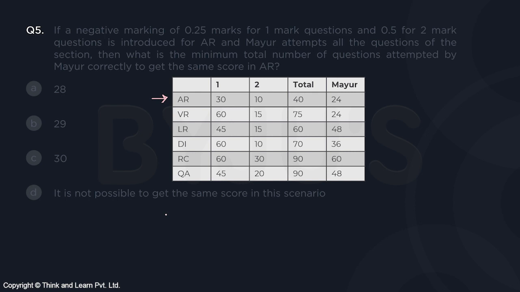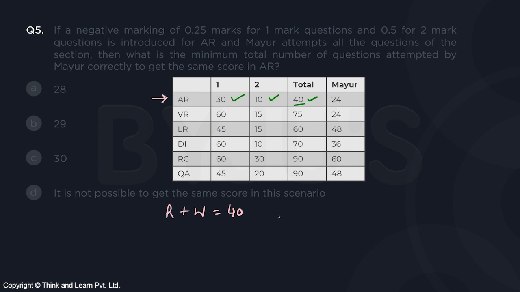Let us say he attempted R right and W wrong questions. So the total number of questions should be equal to 40, because there are a total of 40 questions here. I hope you can see that 30 questions of 1 mark, 10 questions of 2 marks. So the total number of questions is 40. So R plus W is equal to 40. Also, for every right answer, he would get 1 mark. For every wrong answer, he would get minus 0.25. But if it's a 2 marker, it is either 2 marks or 0.5 negative.